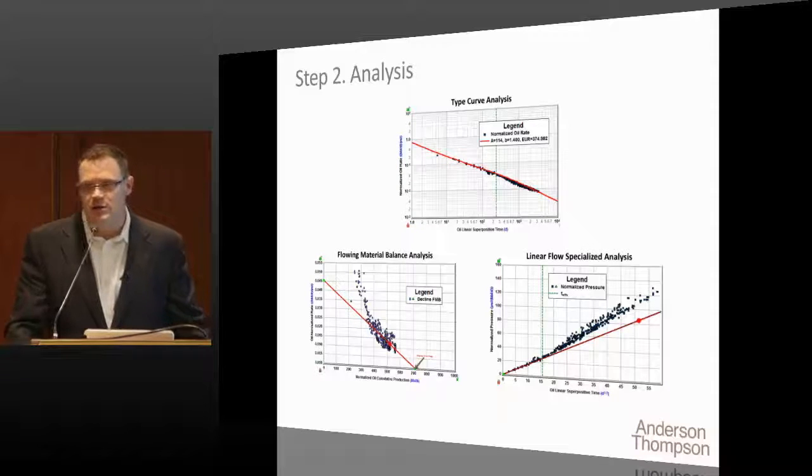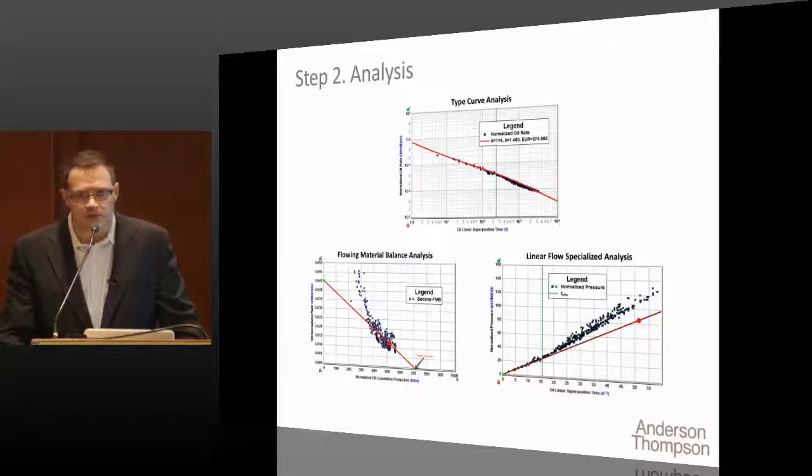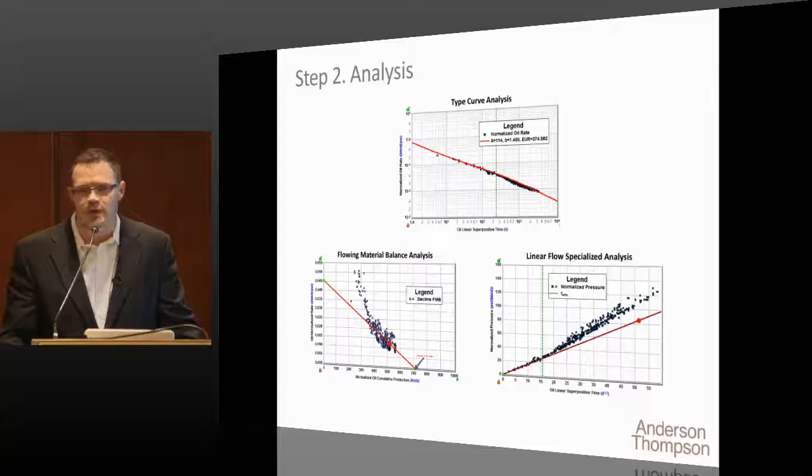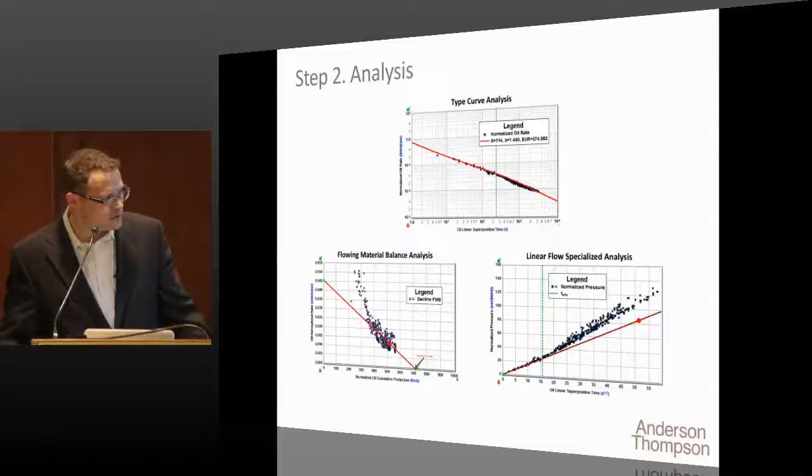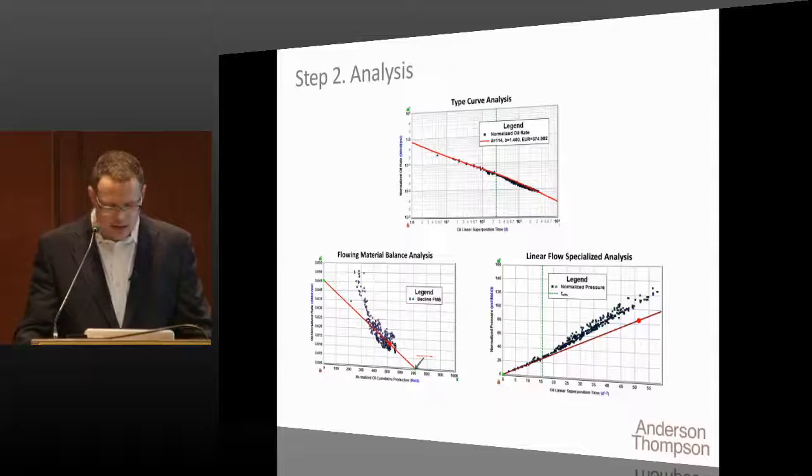The linear flow specialized plot comes in many shapes and forms, from square root time plot analysis, which is just 1 over q versus square root time, to a normalized one like delta p over q versus square root time, to more sophisticated time functions. You're seeing an example of that here.